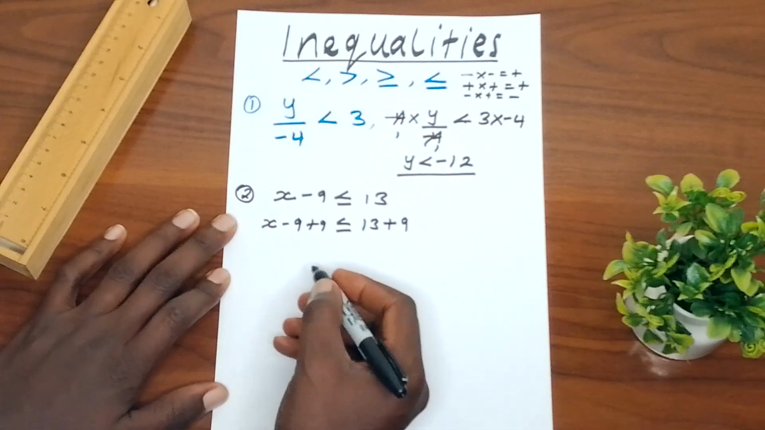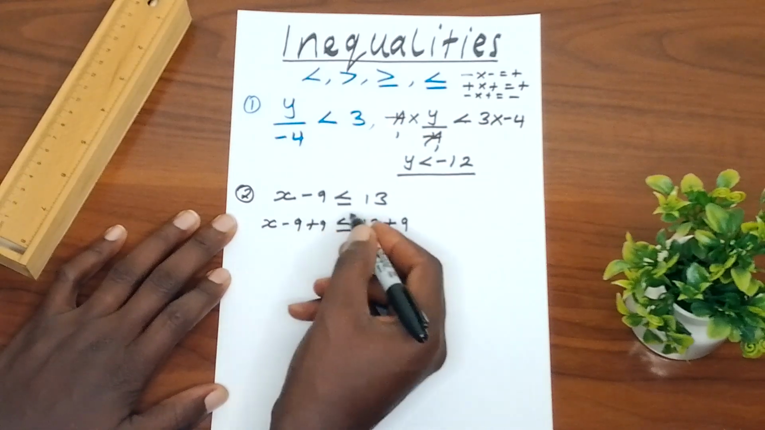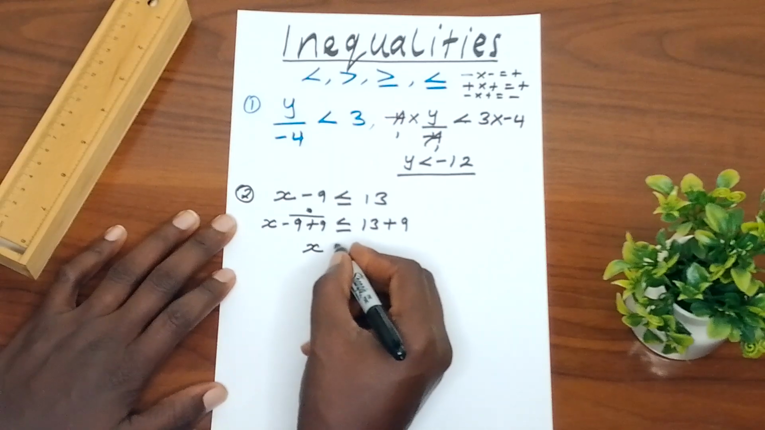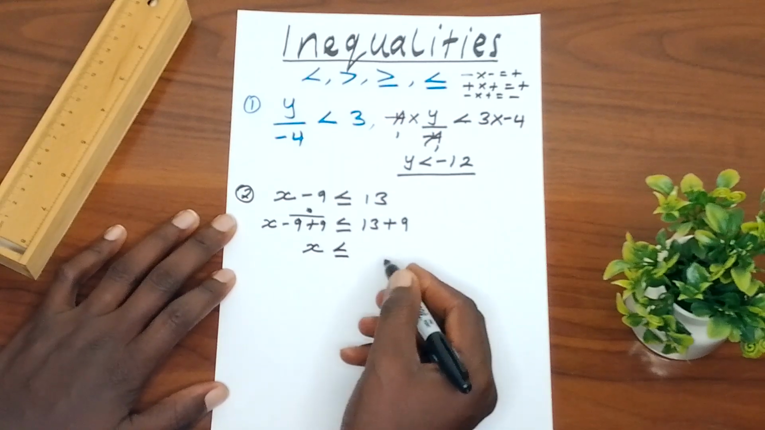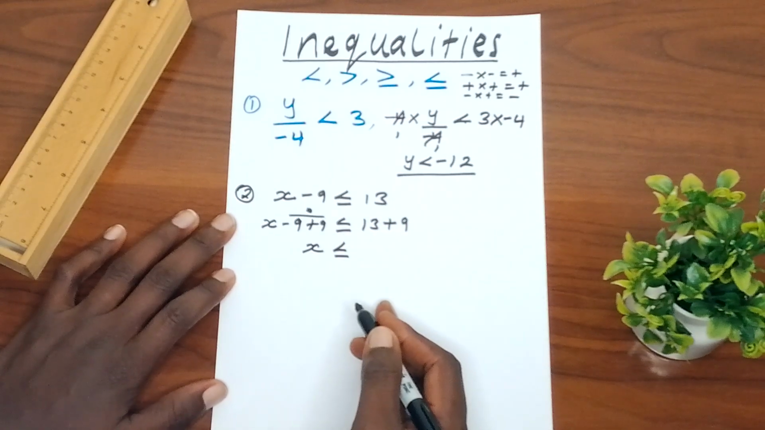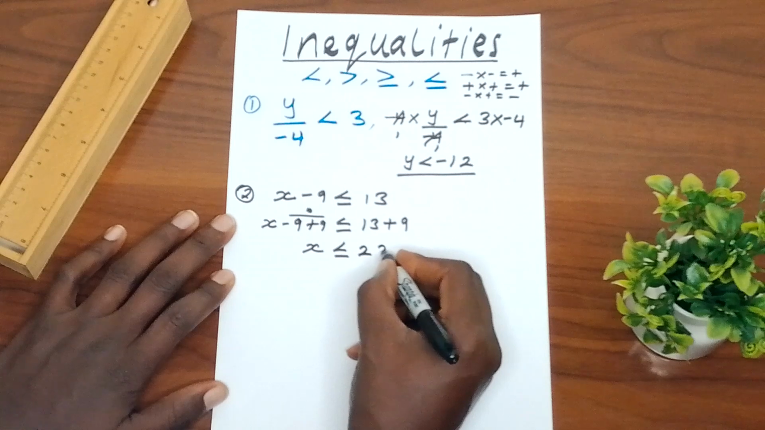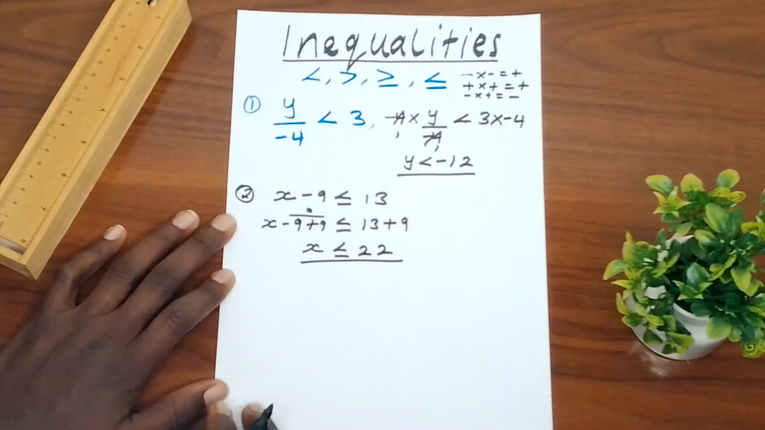So -9 plus 9, that's a 0. Which means we have x on this side alone is less than or equal to 13 plus 9. That is going to be 22. So this is our final answer.